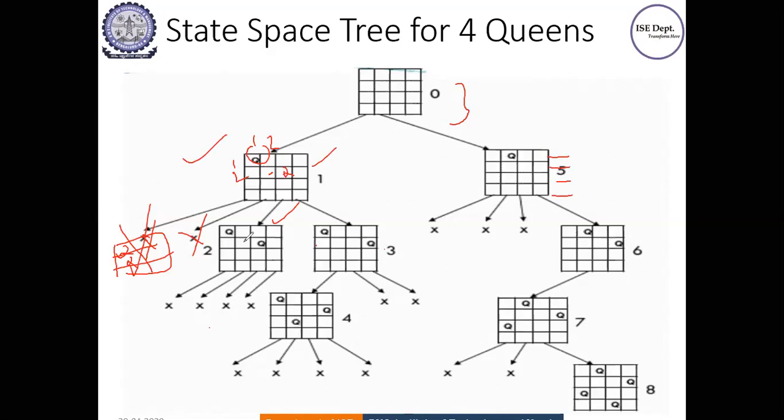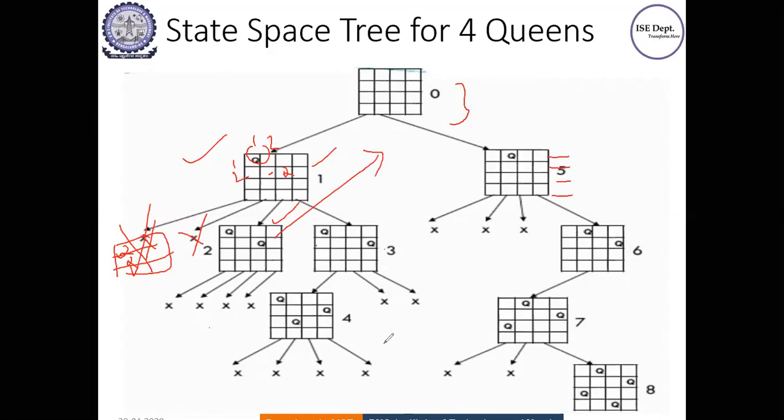Start placing queen 3, correct? So you may get all the results, something like this. Again, for placing a 3, this is one possible option. I'll just show you with this one.